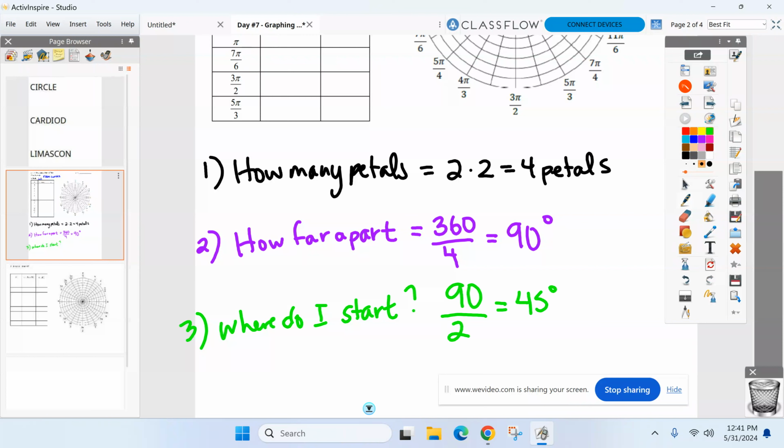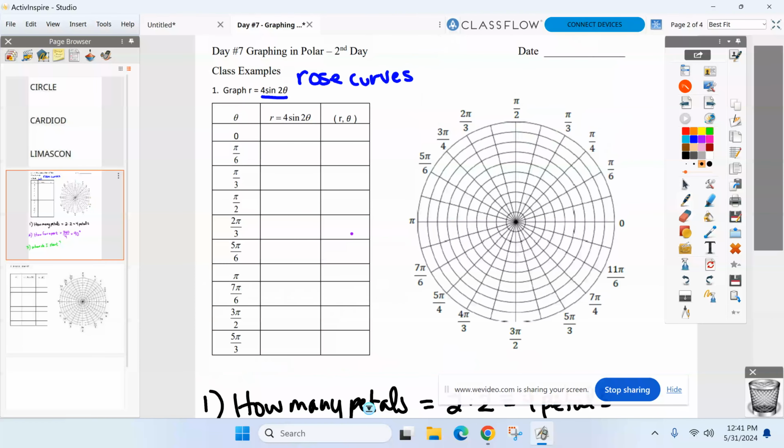So these are the 3 questions you need to write down and answer before you start graphing, because I am not using a table. Watch how quick this goes now when I don't need the table and I just have these 3 things. We're going to start at 45 degrees. If you don't know what that is in radians, I don't care, because it goes by 15 degrees each time. Find where 45 is, because that's where the first petal is going to start. So 15, 30, boom, pi over 4, right?